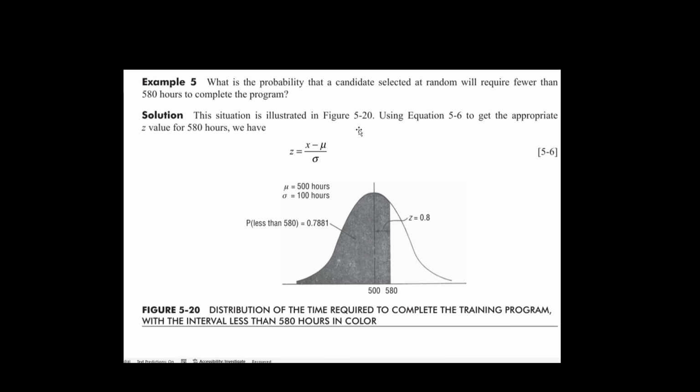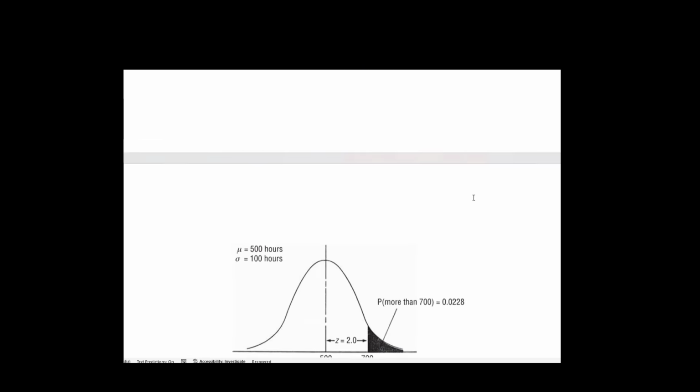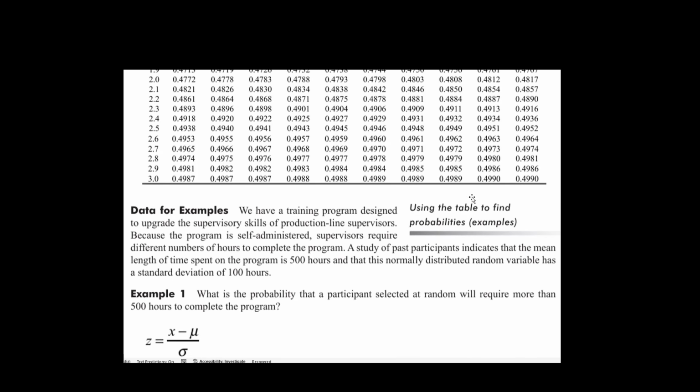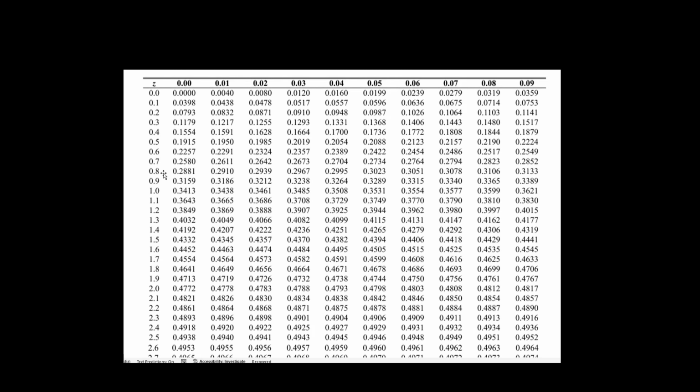Now let us look at the fifth variation. What is the probability that a candidate selected at random will require fewer than 550 hours? So now we have to first find the value of z at 550, which comes to 0.8. Now from the table we will get this area. Let me take you to the table, and you will find the value corresponding to 0.8 is 0.2881.